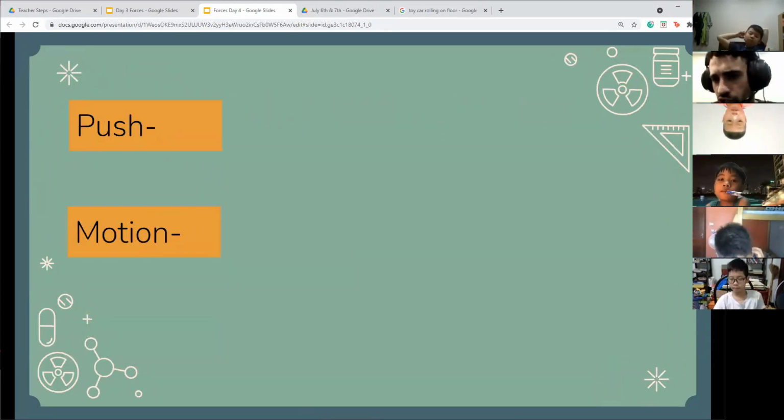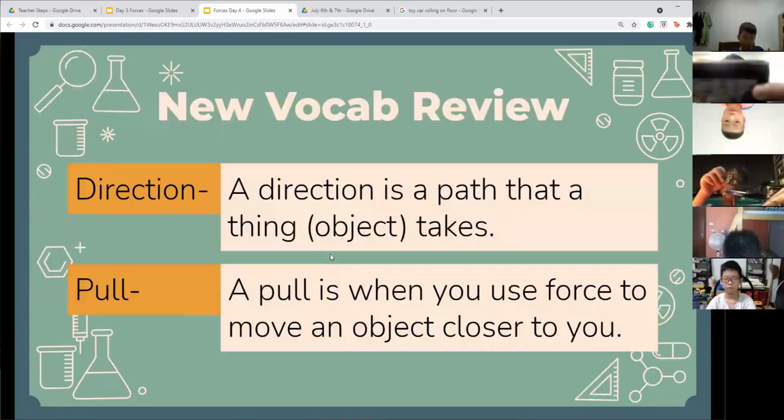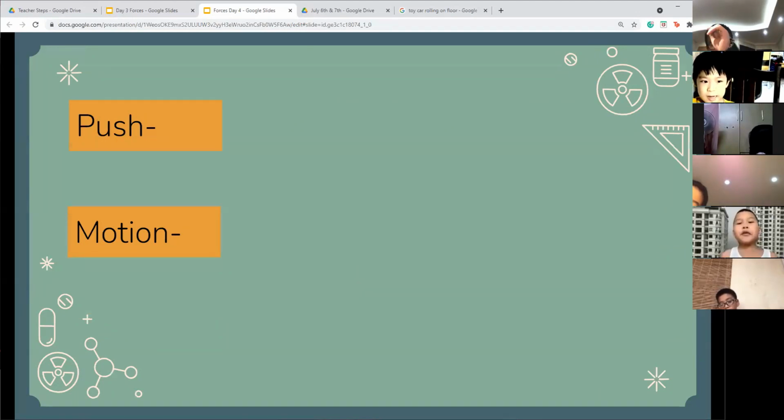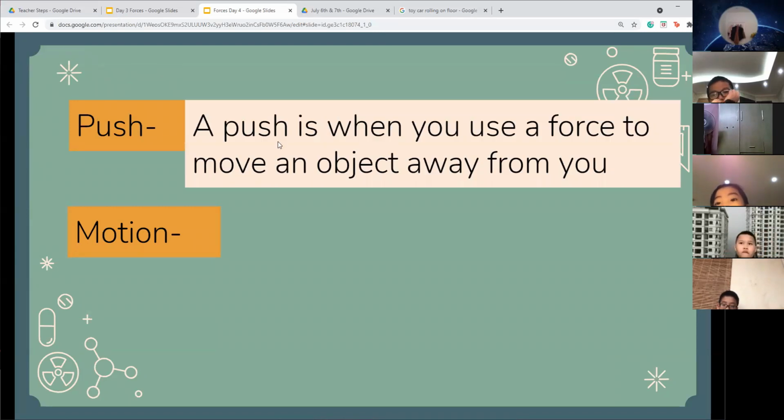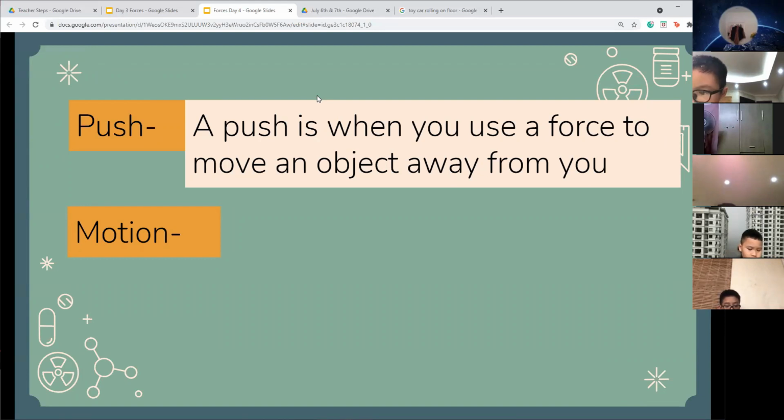How about push? Who can tell me the definition of push? Let's have Tony. Push means when you push something, that thing will get farther from you. Yeah, further away. Can you read the definition? A push is when you use a force to move an object away from you. Very good. Imagine if someone comes up to you and you push them. They're going to go away from you. That's why you're pushing them away. Pull is towards, push is away.